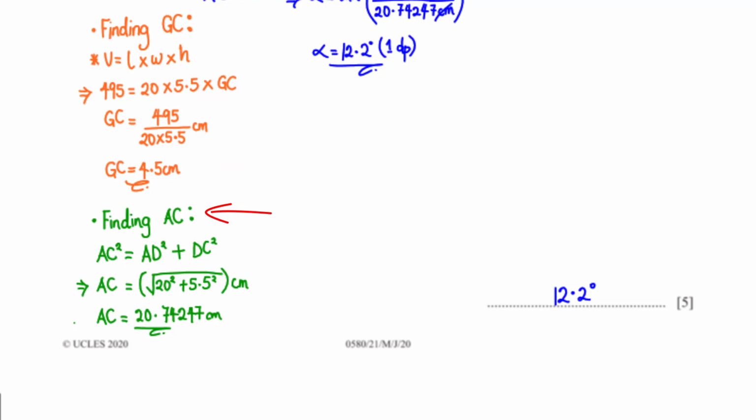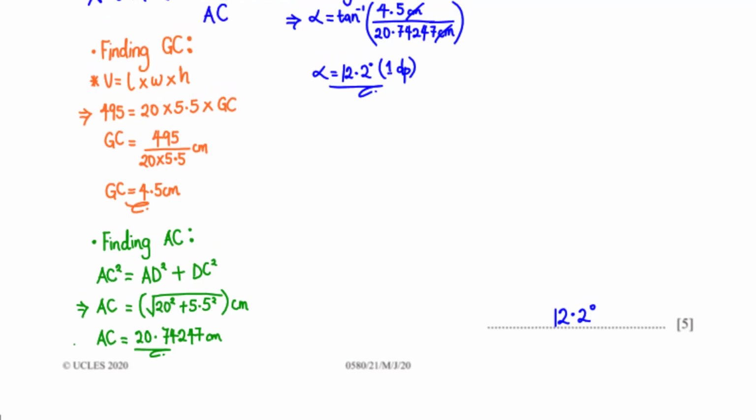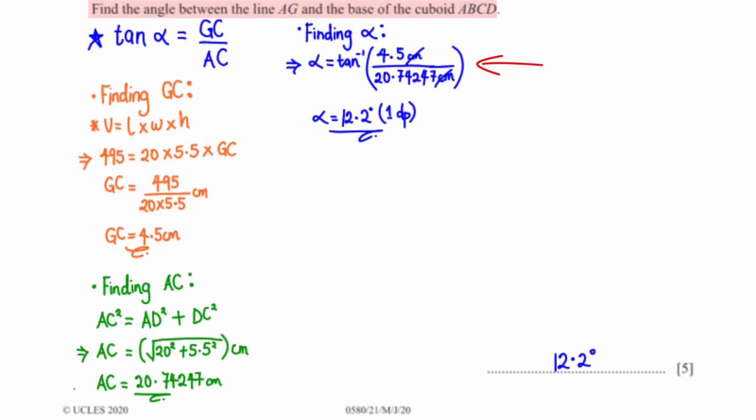So to find the length AC, we can apply Pythagoras theorem, and that gives us AC squared equals AD squared plus DC squared. When we slot in the values of AD equals 20 and DC equals 5.5, we get the value of AC as 20.74247 centimeters. So now we can slot in the lengths of GC and AC in our original equation, and that gives us alpha equals tan inverse of 4.5 centimeters divided by 20.74247 centimeters. When we type this into the calculator, we get the value of alpha as 12.2 degrees, correct to 1 decimal place.